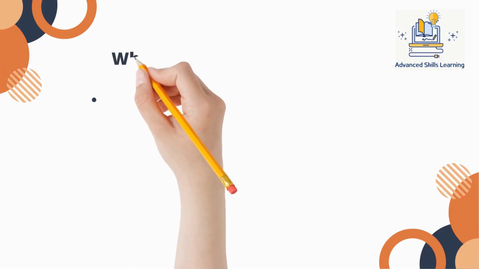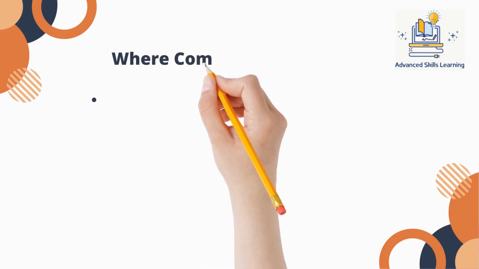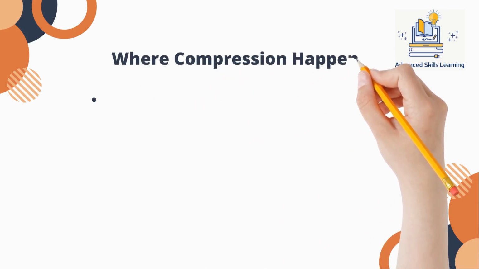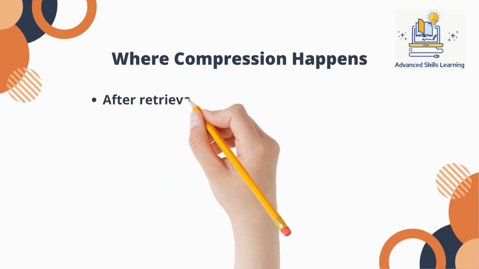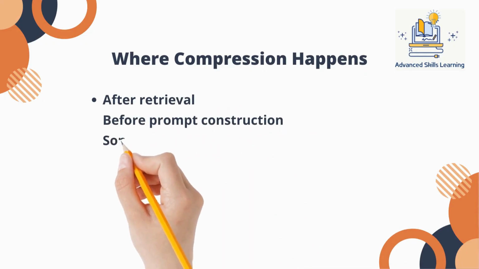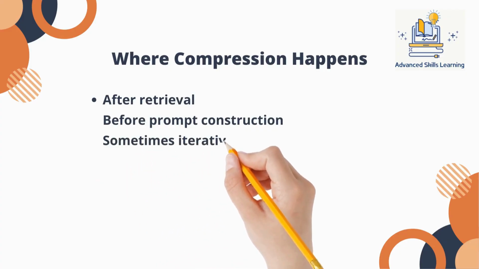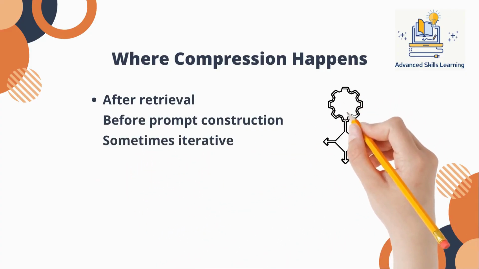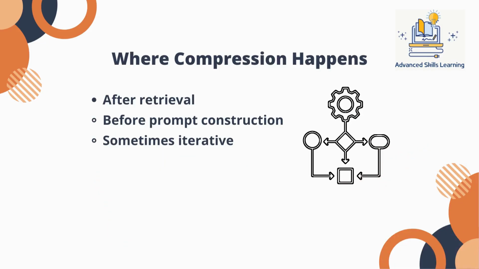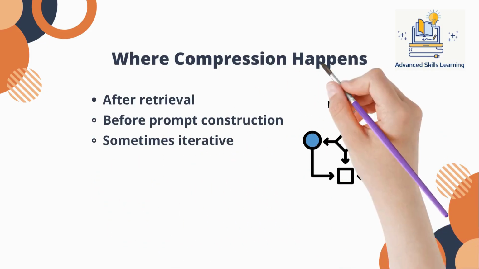So, where does compression actually happen? Compression sits between retrieval and generation. You retrieve candidate chunks first. Then you compress them into a high signal context. And only then do you construct the final prompt. This step is critical. Without compression, your prompt becomes bloated and noisy. With compression, your prompt becomes focused and efficient. And that directly improves both accuracy and latency.